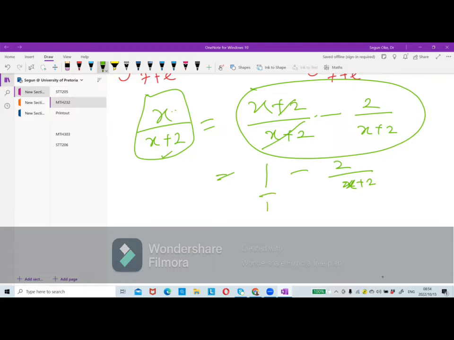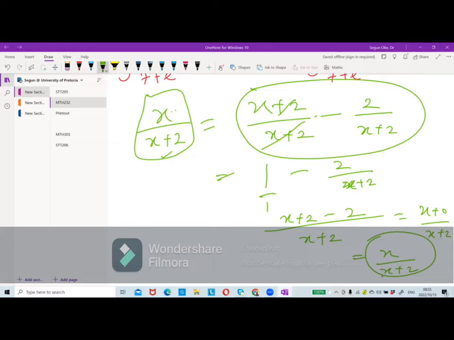Over 1. Let's find the LCM. The LCM is x plus 2. How many 1 is here? It is x plus 2, multiplied by everything. x plus 2 minus 2. How many x plus 2 is in x plus 2? 1. 1 multiplied by 2 is 2, minus 2. Then it shows that I can have x plus 0 over x plus 2, which is the same thing as x over x plus 2. Then I'm still within the region of what I'm solving.